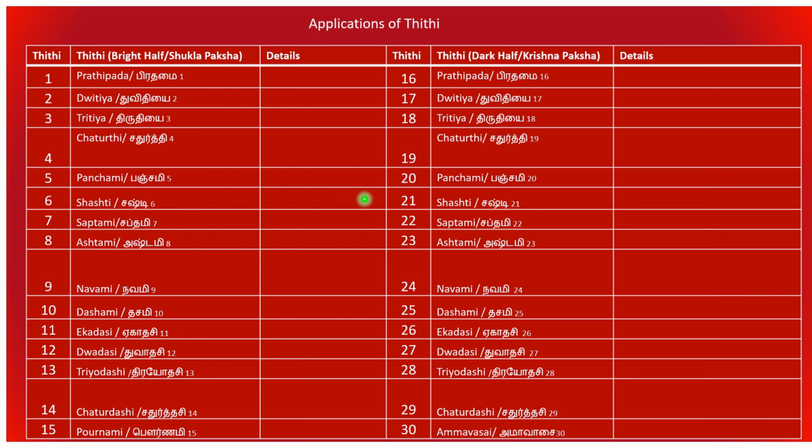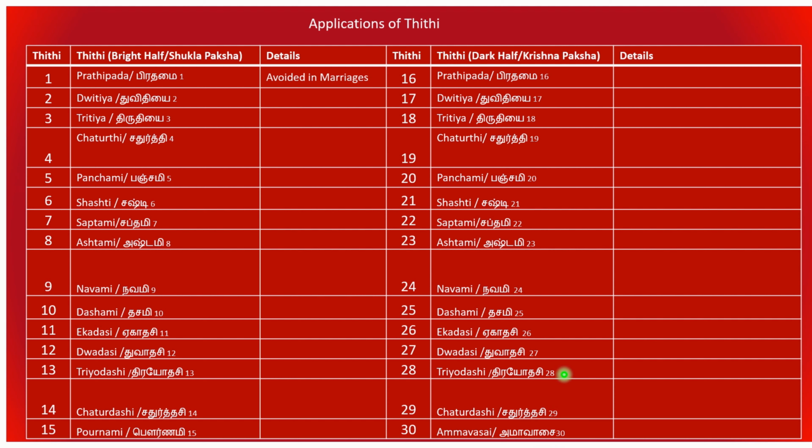In this slide, I will explain the applications of the Thithi. As seen previously, you have the Shukla Paksha, the bright half, with 15 Thithis starting from Pradamai or Pradipada all the way till Paurnami. Then you have the dark half, where the moon is exactly opposite in this part, from Pradamai, the 16th Thithi, all the way till the moon is in line with the sun. The black moon day or the new moon day, we call Ammavasai.